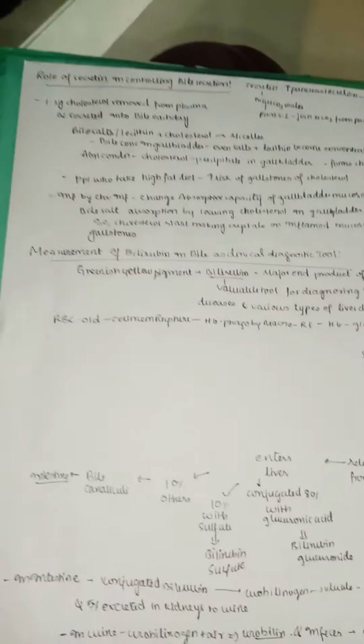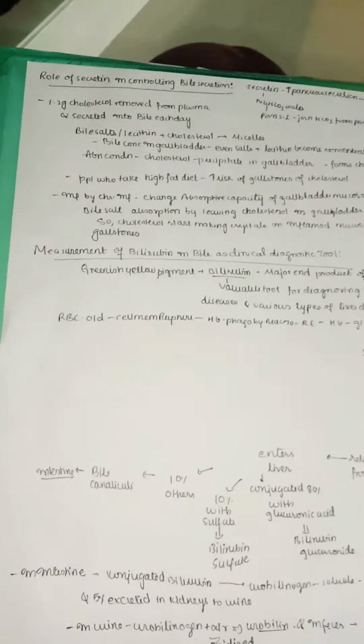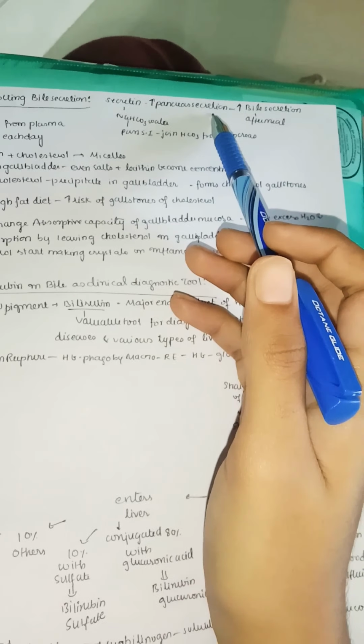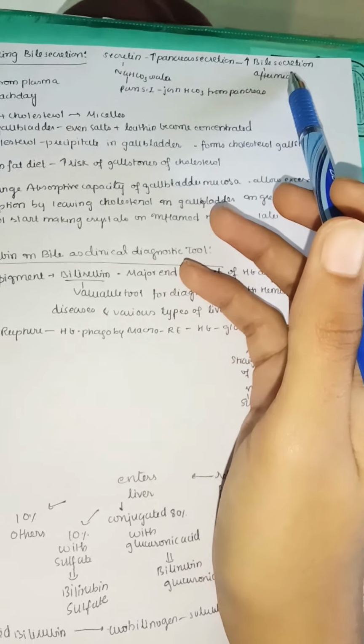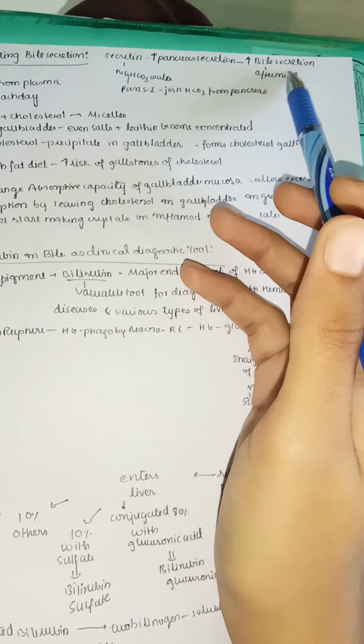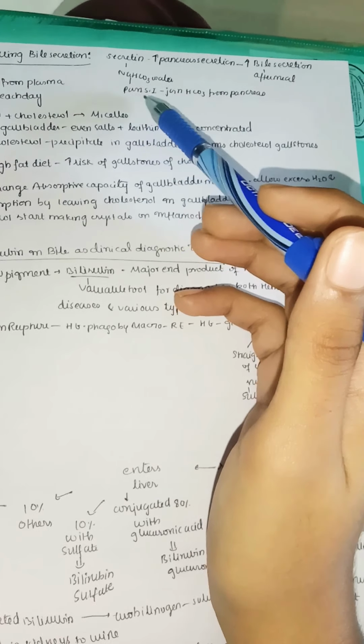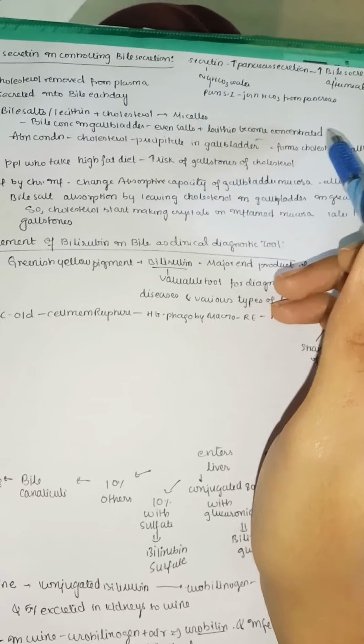So we are coming to the final part, the role of secretin in controlling bile secretion. Secretin is already useful for increasing pancreatic secretion, so actually it is indirectly also related to an increase in bile secretion after the meal. Secretin mainly leads to increased sodium bicarbonate and water which pass into the small intestine and join the bicarbonate from the pancreas. Like 1 to 2 grams of cholesterol is removed from the plasma and secreted into bile each day. Bile salts and lecithin bind with cholesterol to form micelles, and in the gallbladder the bile concentrates, so the salts plus lecithin also become concentrated.